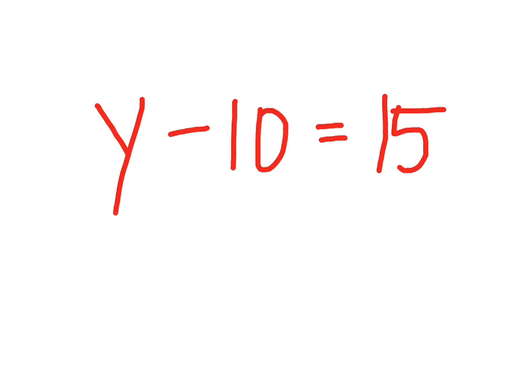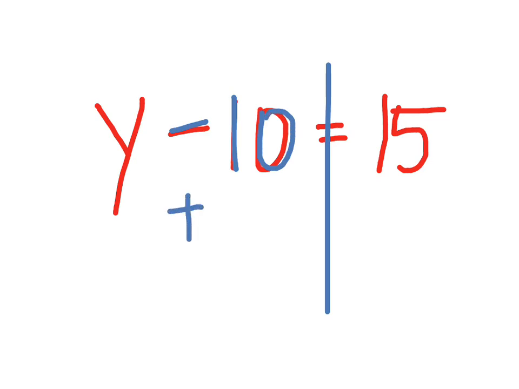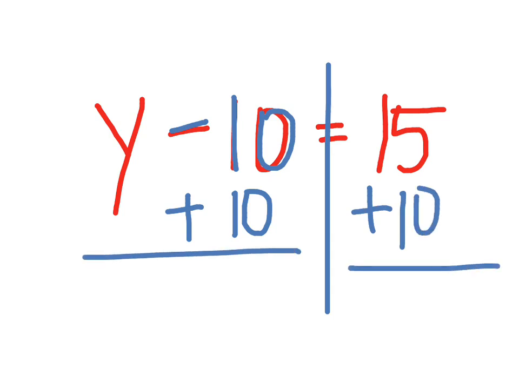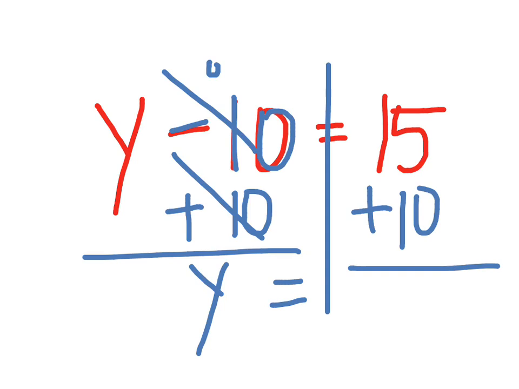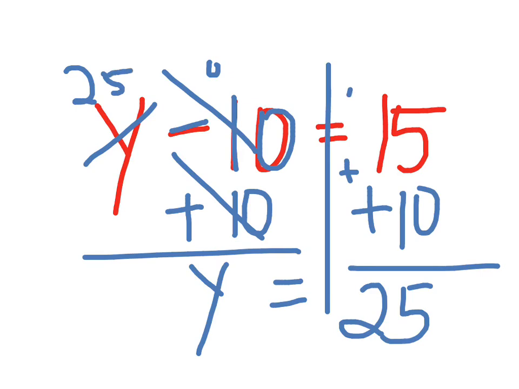y minus 10 equals 15. So draw a line to separate the left and the right side of the equation. So this is subtracting by 10. What's the opposite of subtracting by 10? Adding by 10. So you're going to add 10 on each side of the equation. Cross that out. That will be 0. You don't have to bring that down. Just bring down the y. Bring down the equal sign. 15 plus 10, or 15 plus positive 10, is 25. So 25, which is the value for y, 25 minus 10 equals 15. So our answer is correct.